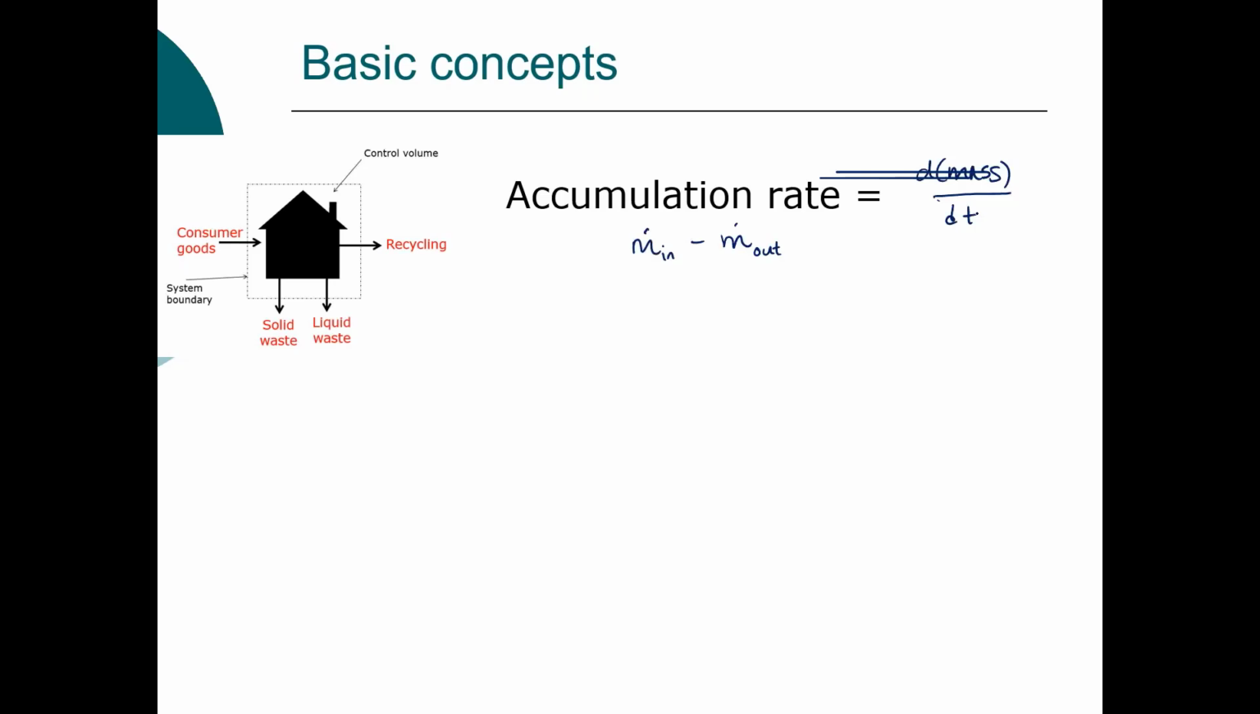Okay. We can expand this, and we can write the mass of the consumer goods is what's in, minus the mass of the solid waste, minus the mass of the liquid waste, minus the mass of the recycled material, and that equals the change in mass with respect to time.